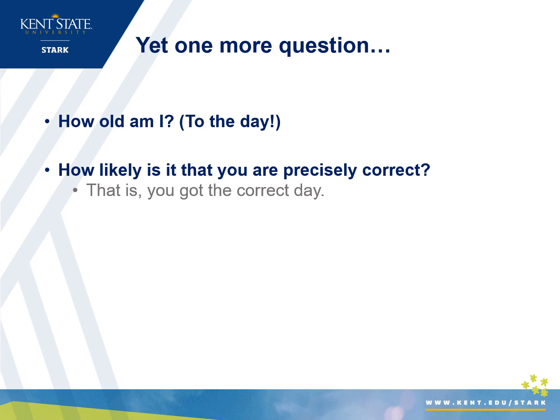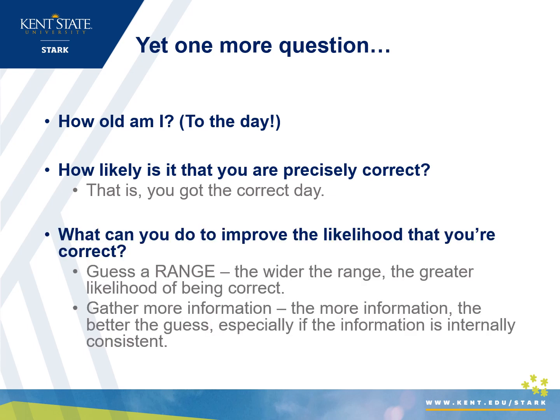So what could you do to improve the likelihood that you're correct? Well, one obvious method is to guess a range. Right, so rather than guessing 39 years and 124 days, you could say somewhere between 38 and 42 years old. Or if you want to be more certain you get the right answer in your range, you could widen the range, suggesting 35 to 45 or 30 to 50, or in the extreme case, 0 to 120.